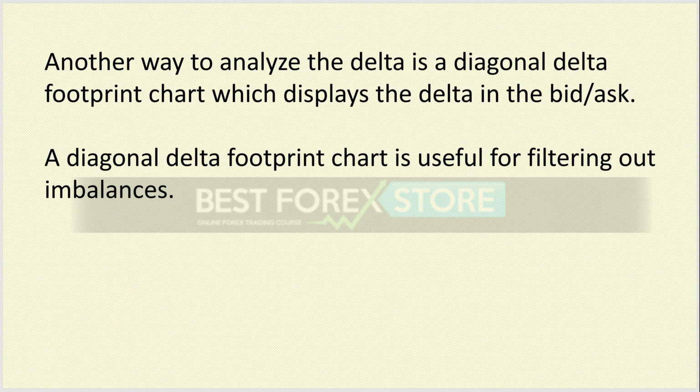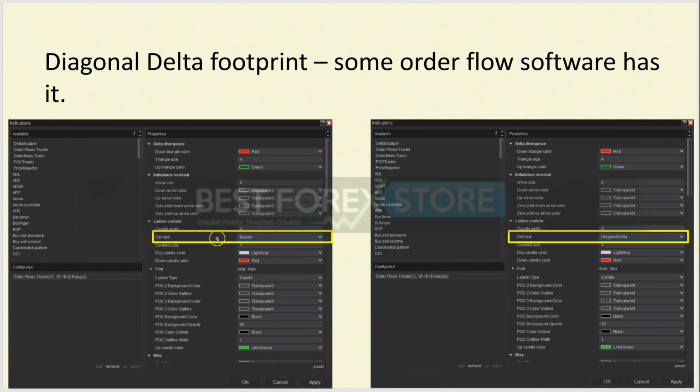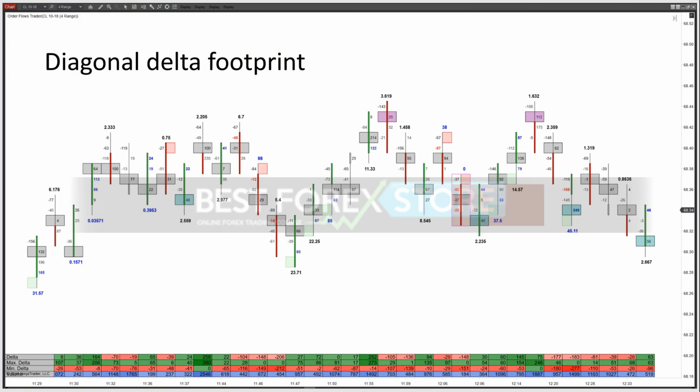So another way to analyze delta is the diagonal delta footprint chart, which displays the delta in a bid-ask format. So instead of looking at volume in a bid-ask format, you're looking at the delta in a bid-ask format. And personally, I find delta diagonal footprints are useful in filtering out imbalances. And again, understand your charting software, you go to the ladder content. My normal bid-ask volume footprint chart is set to bid-ask. If I want to change it to diagonal delta, I just change it to diagonal delta. And this is how it's going to look.